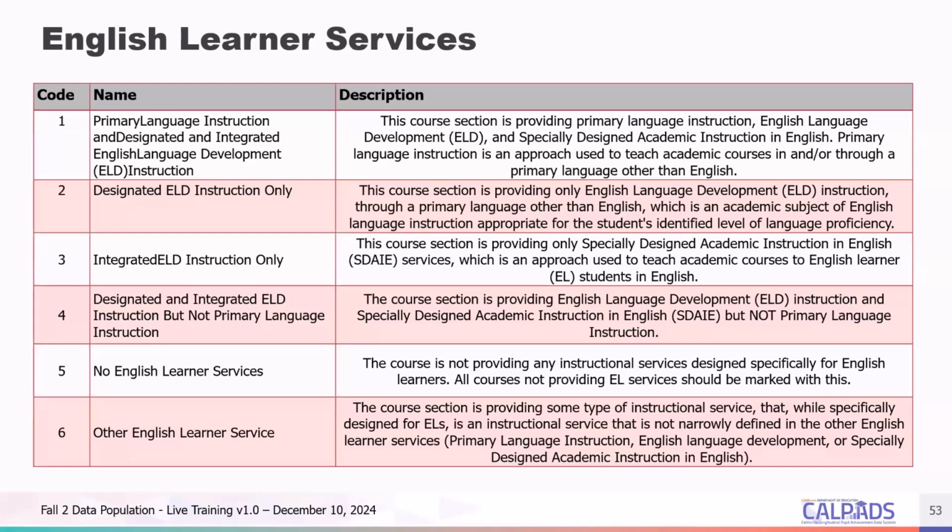It's important to ensure that you're populating the correct education service code in your course section records to indicate the appropriate English learner services, because the data that you populate here will end up on report 2.4 and ultimately in the English learner indicator on the California School Dashboard.